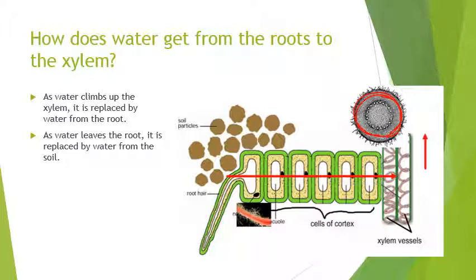Now, question, how does water actually get from the roots to the xylem? Well, it turns out that as water climbs up the xylem into the leaves, it ultimately follows a water potential gradient, but of course it needs to be replaced. All the water molecules that go up the xylem need to be replaced from somewhere. And it turns out they're being replaced from the cortex cells. So as water climbs up the xylem, it is replaced by water from the root. And as water leaves the root, it is replaced by water from the soil, which moves in via osmosis, as we have learned.